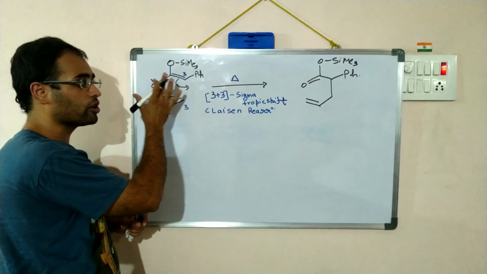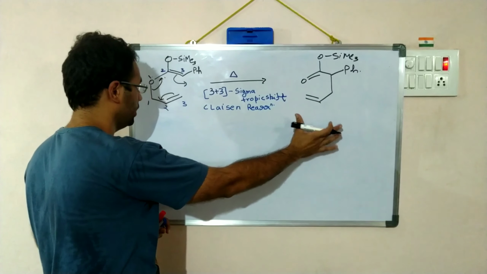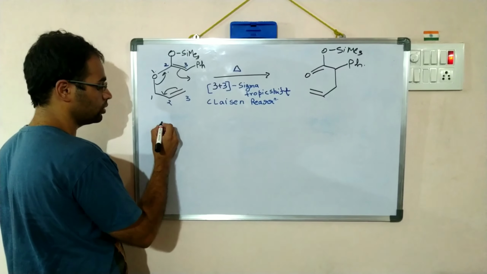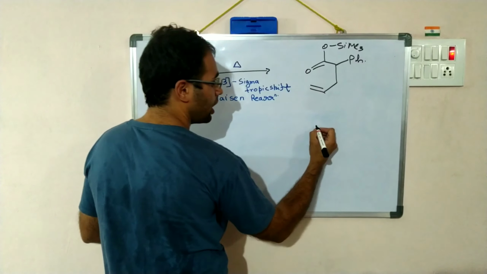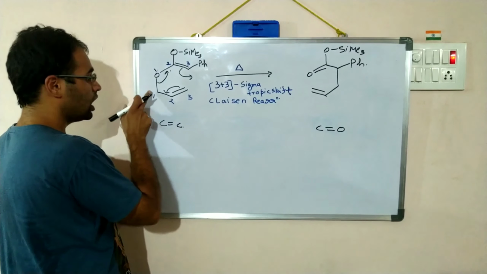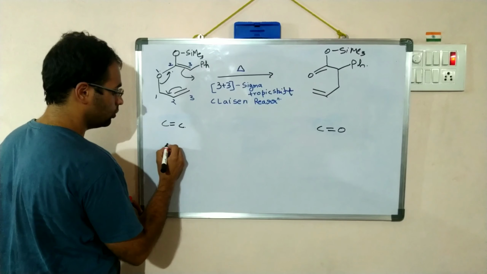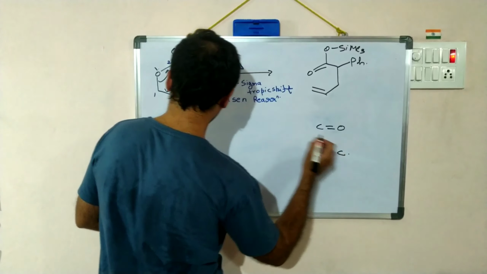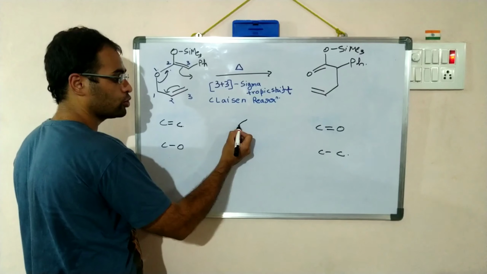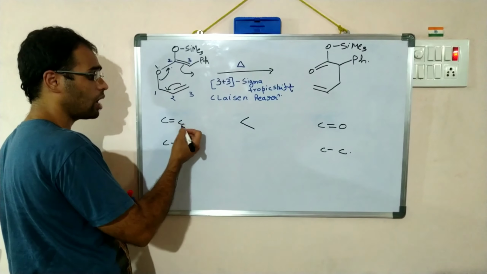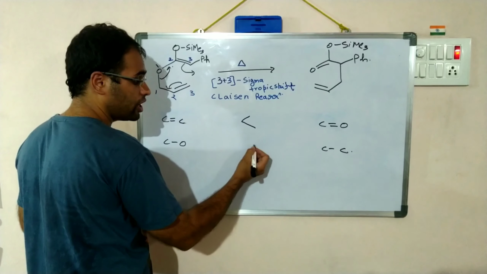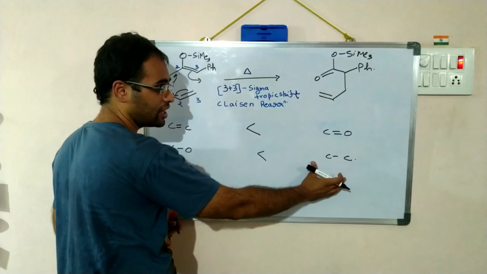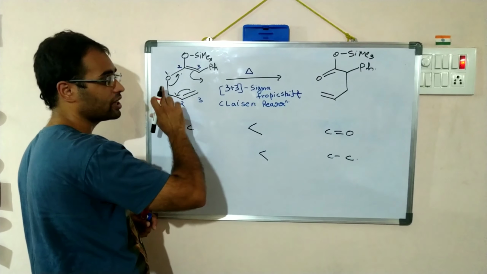For that we have to see which bonds are being broken in this moiety and which bonds are being formed here. Here if you clearly see, a carbon-carbon double bond is being broken. So a carbon-carbon double bond is replaced by a carbon-oxygen double bond here. A carbon-oxygen single bond, which is there, is broken, and a carbon-carbon single bond is formed. Now, a carbon-oxygen double bond is much stronger than a carbon-carbon double bond, and a carbon-carbon single bond is much stronger than a carbon-oxygen single bond. Therefore, there is a net gain of bonding energy here, and hence this compound is more stable, and because of that this reaction moves forward.